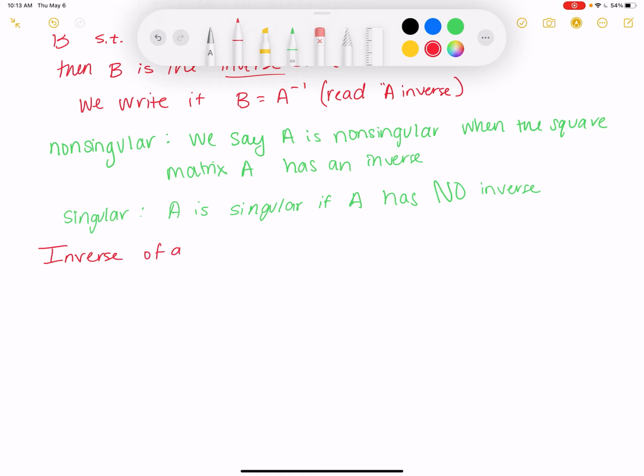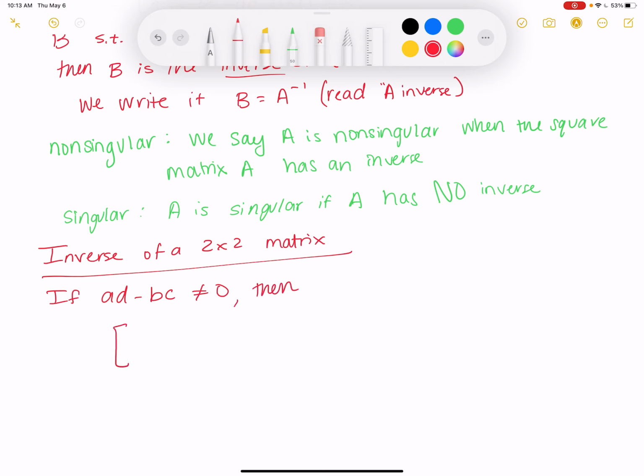The inverse of a 2 by 2 matrix: if AD minus BC is not equal to 0, then the inverse of the matrix ABCD is equal to 1 over AD minus BC times the matrix D, negative B, negative C, A. And you need to know this formula.